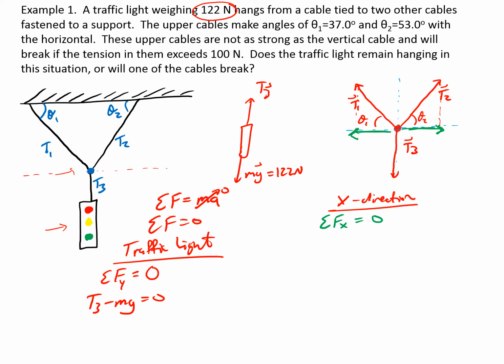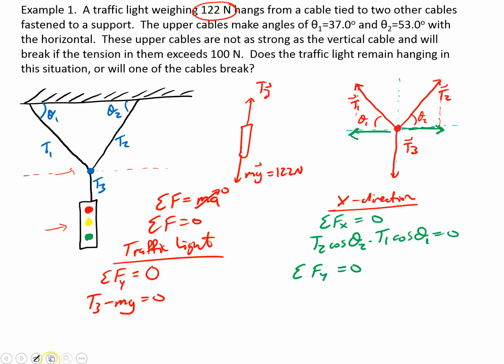And we want to go ahead and say that it's going to be T2 cosine theta minus T1 cosine theta, and that's equal to 0. But let's go ahead and fix our thetas here. This is theta 2, this is theta 1. All right. Now, if we wanted to create an equation in the y direction, we have the summation of forces in the y is equal to 0.